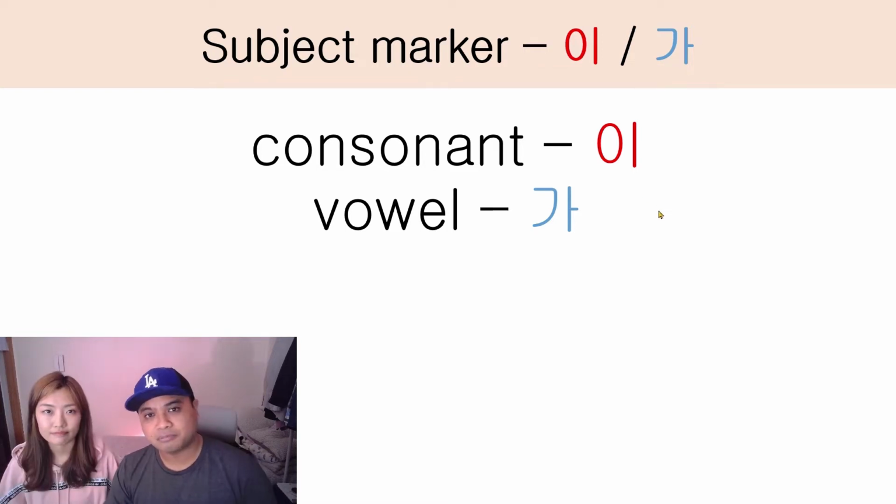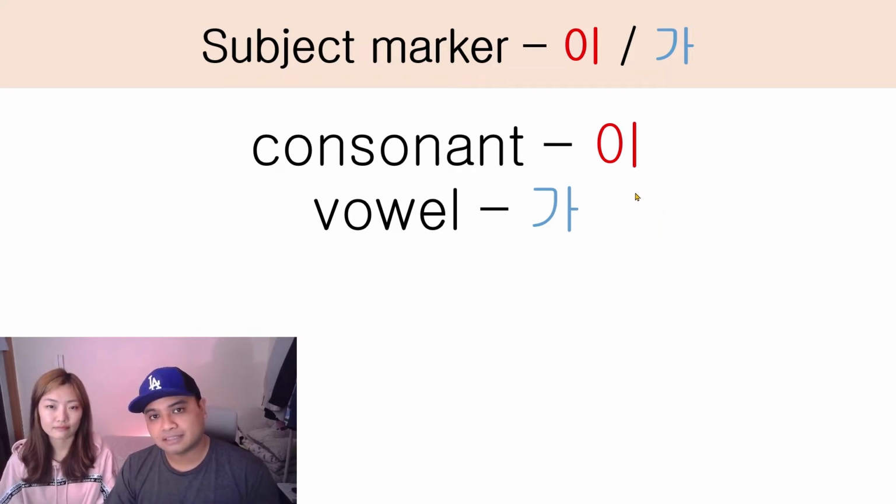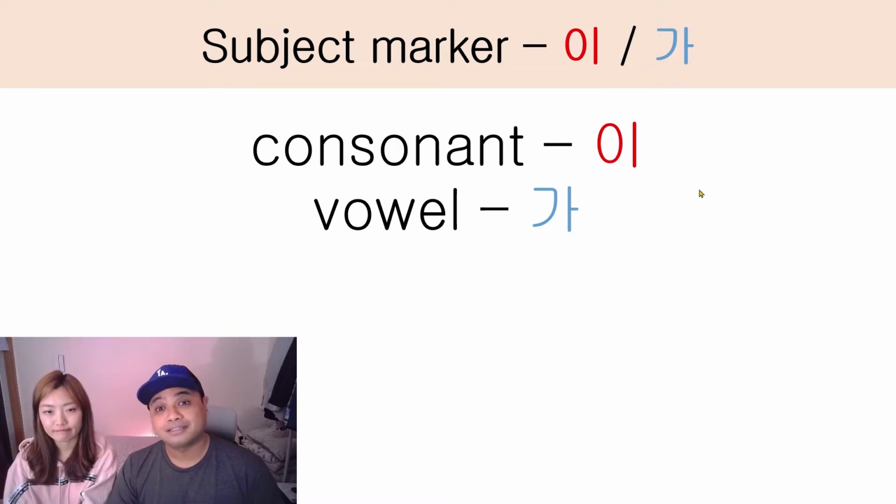If you remember in our previous lessons, sometimes when words end with a consonant or a vowel, they use a different word. If the noun ends with a consonant, you need to use E. If it ends with a vowel, you need to use ga. So let's start with the first example.